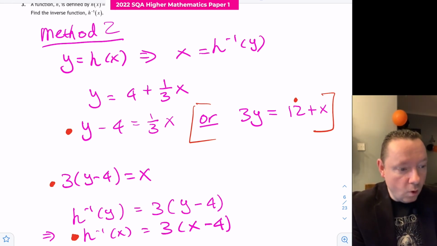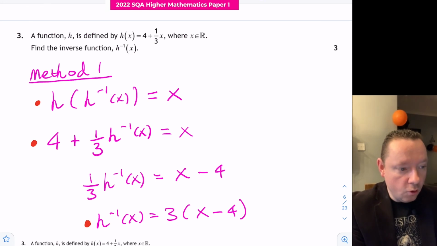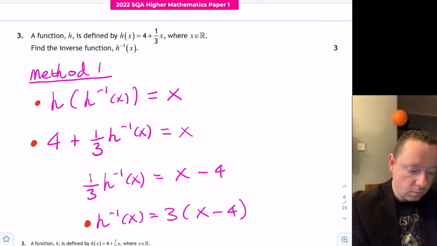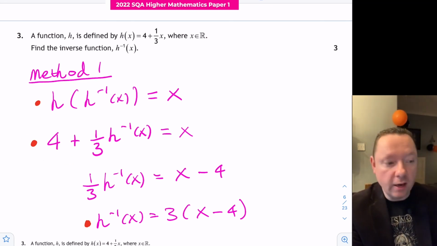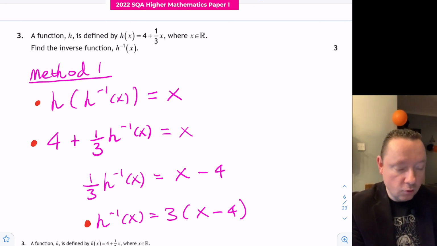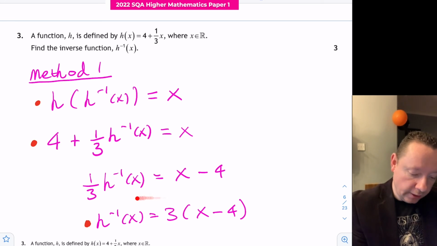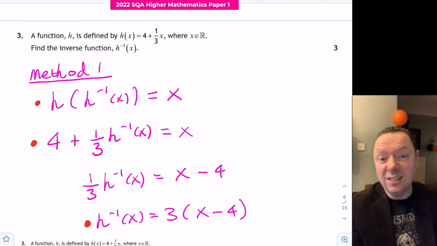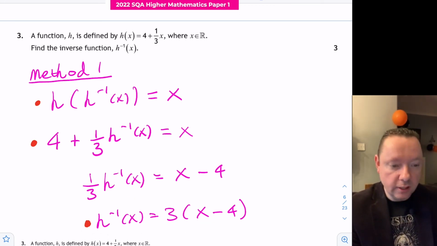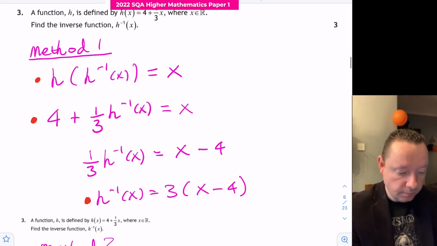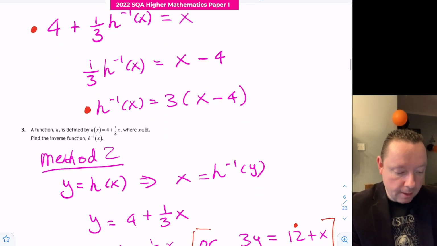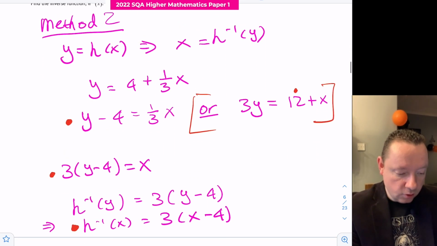For method 1, if you go 4 plus a third h to the minus 1, if you just jump straight to here, we would give you both marks. We'd be fine with that as well. And of course, again, if you just jump straight to here and just got the answer, we'll give you all 3 marks. So there's your allocations of marks for this question, method 1 and method 2.